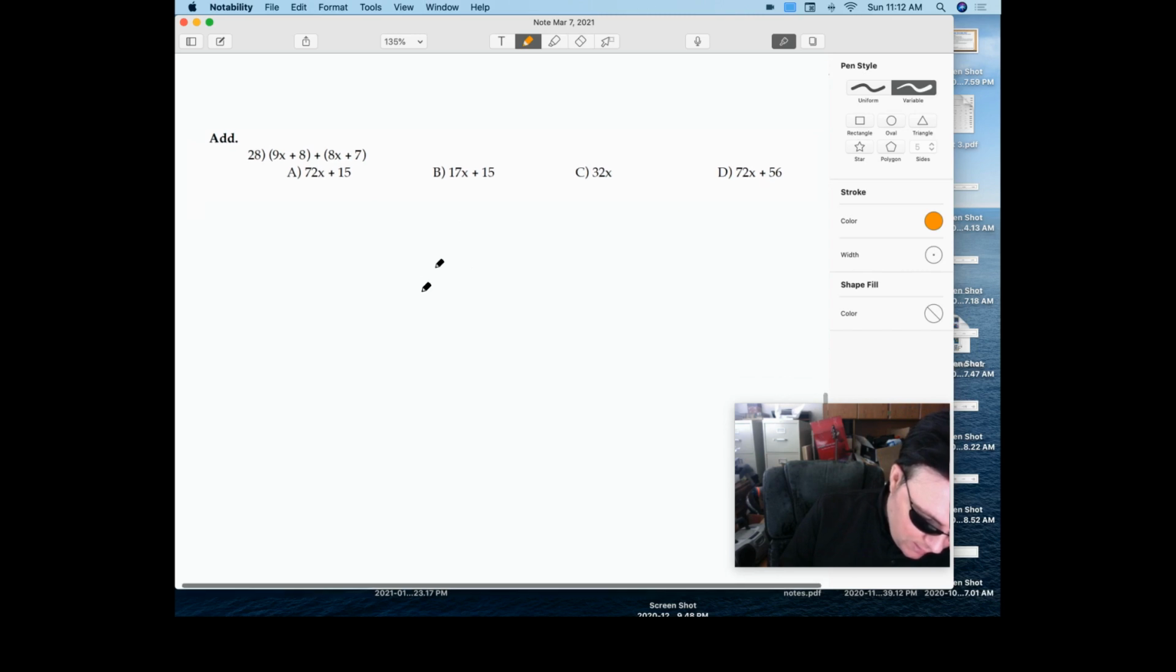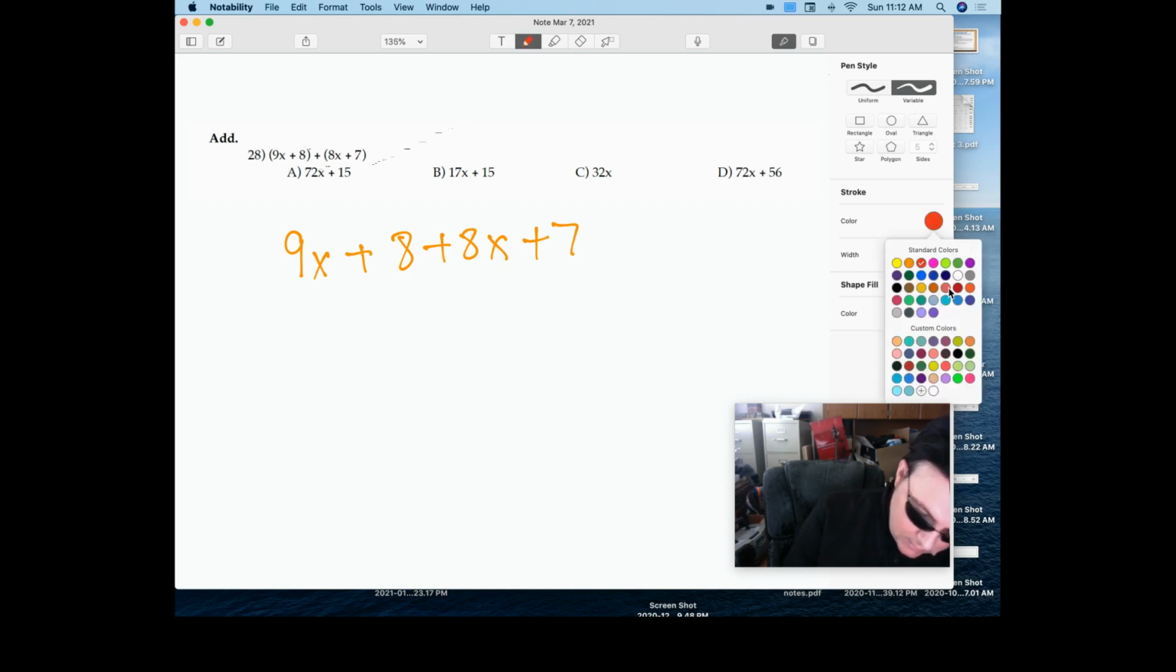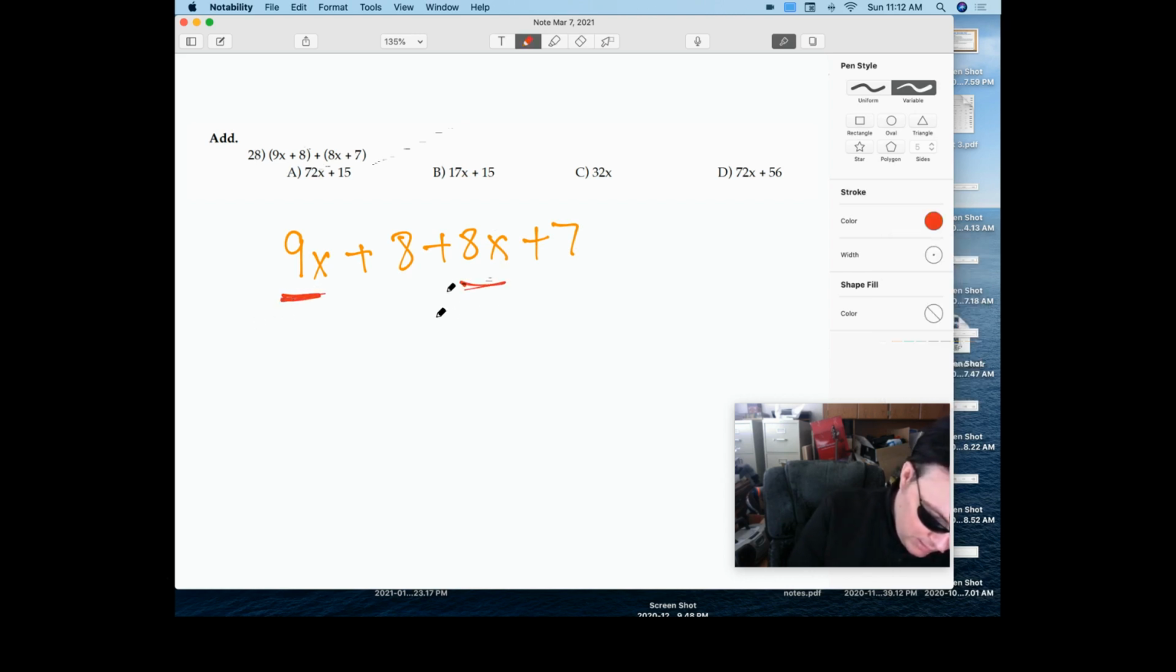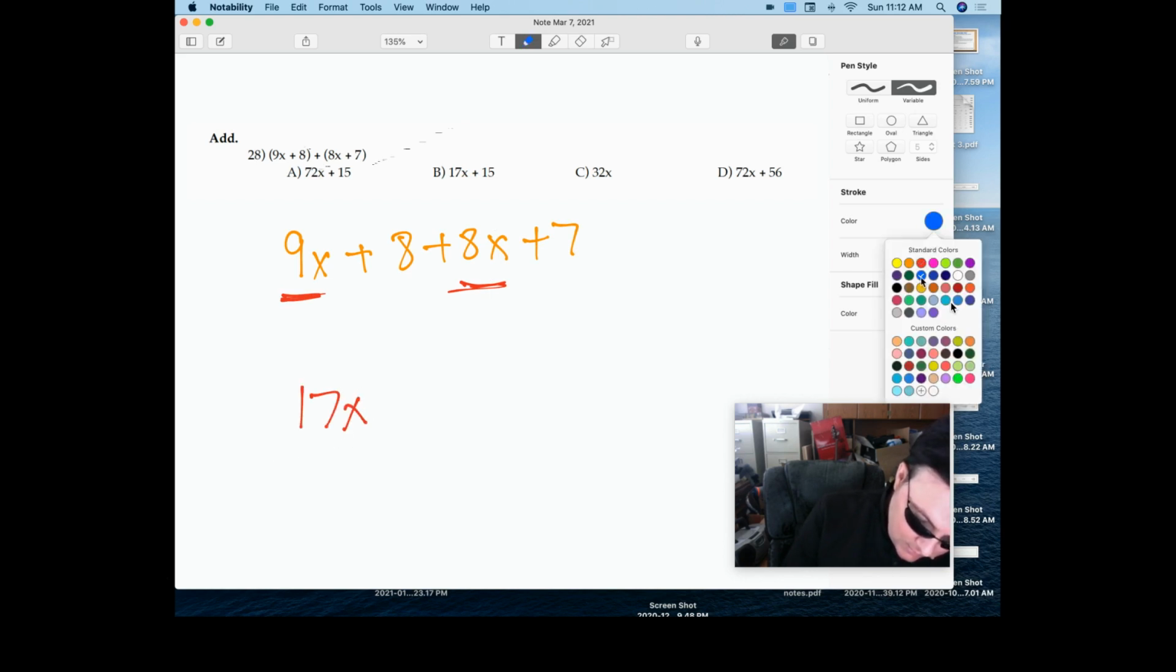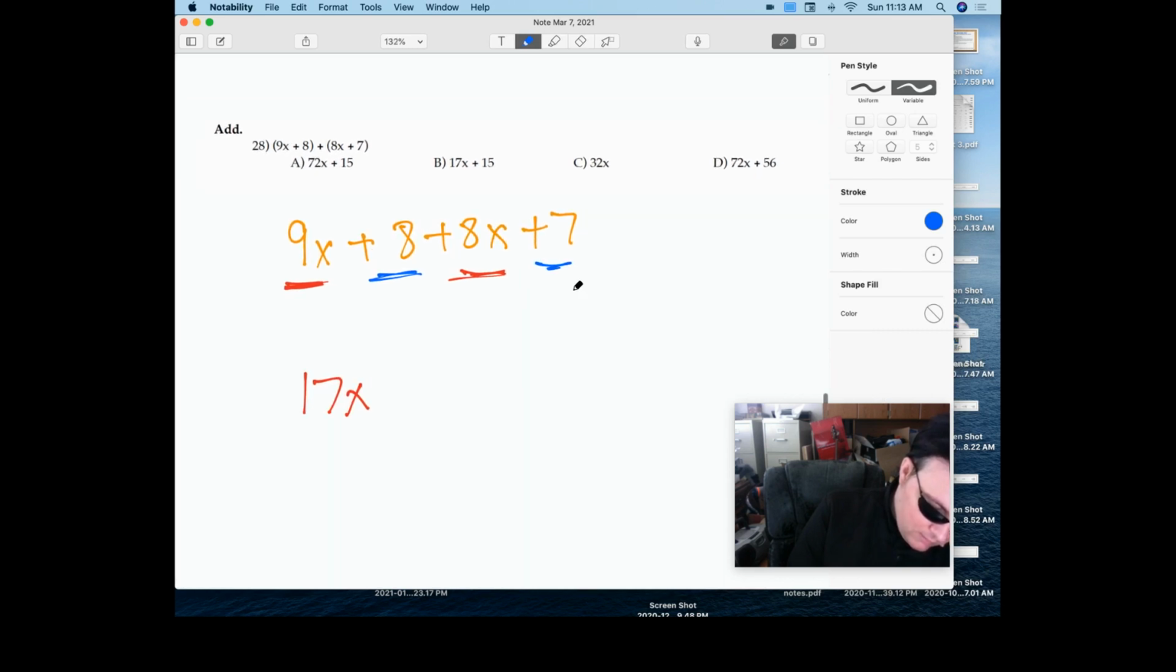28. All right, so now we're adding. If you're just adding all the way across, the parentheses become irrelevant. The parentheses become superfluous. And so we put this 9x and the 8x together, and we get 17x. And we put the 8 and the 7 together, and we get 15. So we have 17x plus 15.